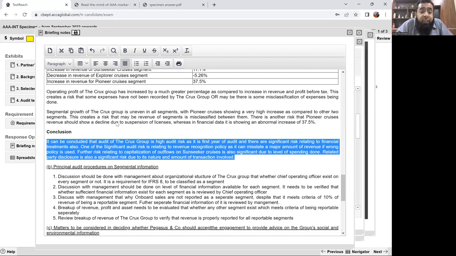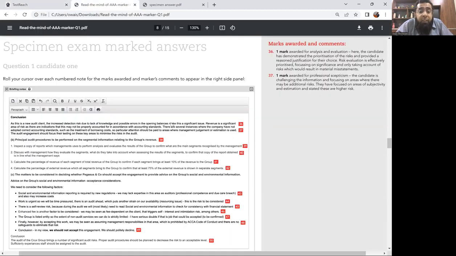If you look at it, he justified that since it is a first year, the first year of audit was a significant risk because there was risk relating to lack of understanding and opening balances. Then he said that revenue is a significant risk because this may not be properly accounted for because they are following wrong treatment. And then he referred to the other risk. So 1 mark awarded for analysis and evaluation. Here the candidate has demonstrated the prioritization of the risk and provided a reasoned justification of his choice.